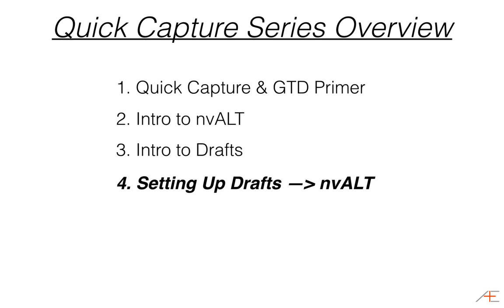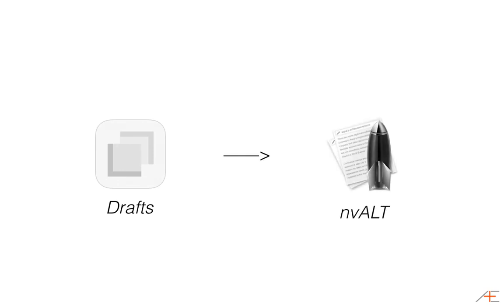In this video, I want to show you how to set up nvALT and Drafts so you can send your quick captured data on iOS to your Mac so you can process it more easily. Even though you can process information in Drafts thanks to the powerful export actions we looked at last week, I personally find it easier to deal with many of these things on my Mac, since that's where I spend the majority of my time. Unless I can decide immediately where I want to send that information, I usually end up sending it to nvALT on my Mac.